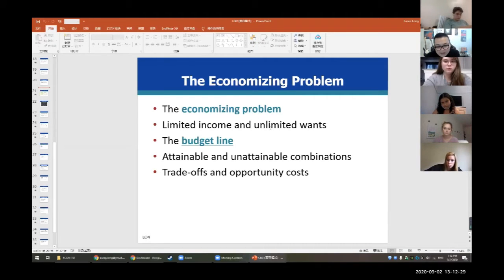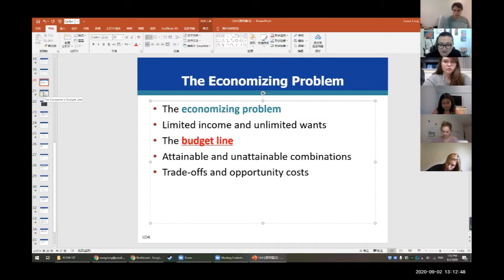In order to solve that, there's a new thing called the budget line. You do need to know what a budget line is, and it's very easy to understand. The budget line gives you a basic line and tells you what is attainable and what is unattainable.